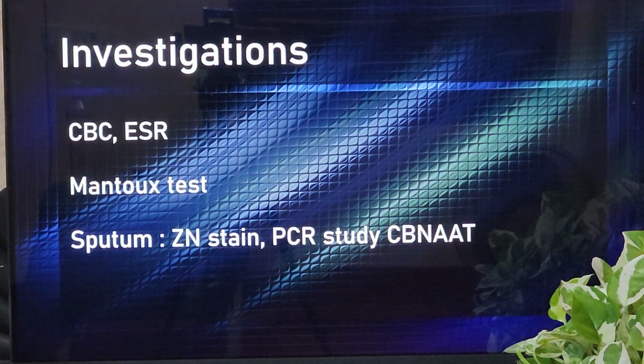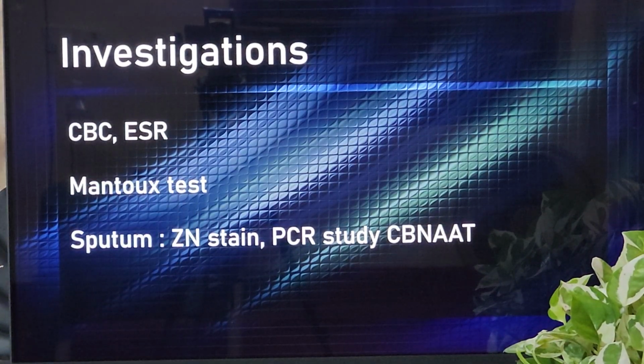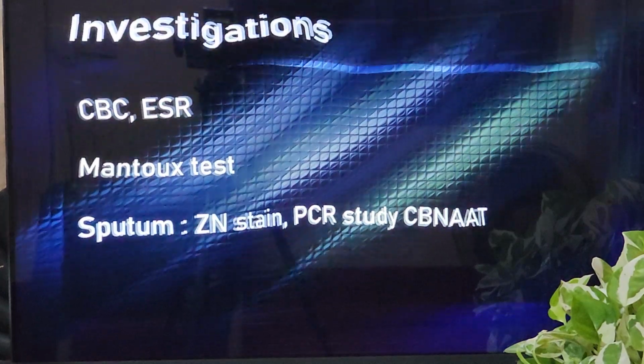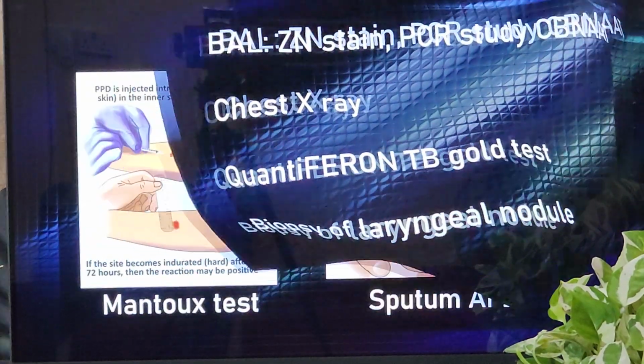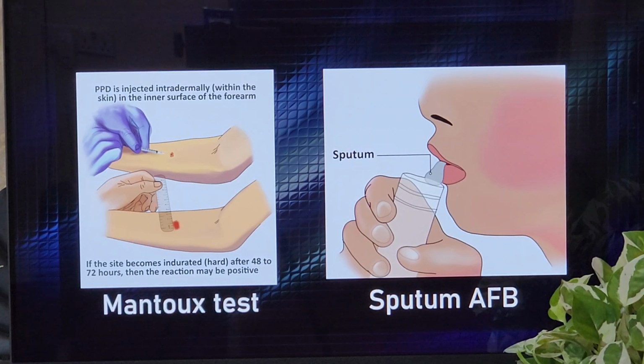Now, as far as the investigations are concerned, we'll start with CBC and ESR, and of course the ESR value will be high. We'll do a Mantoux test where purified protein derivative will be injected intradermally in the inner surface of the forearm. We'll wait for 72 hours, and after the waiting period, we'll check the induration and the report will be issued.